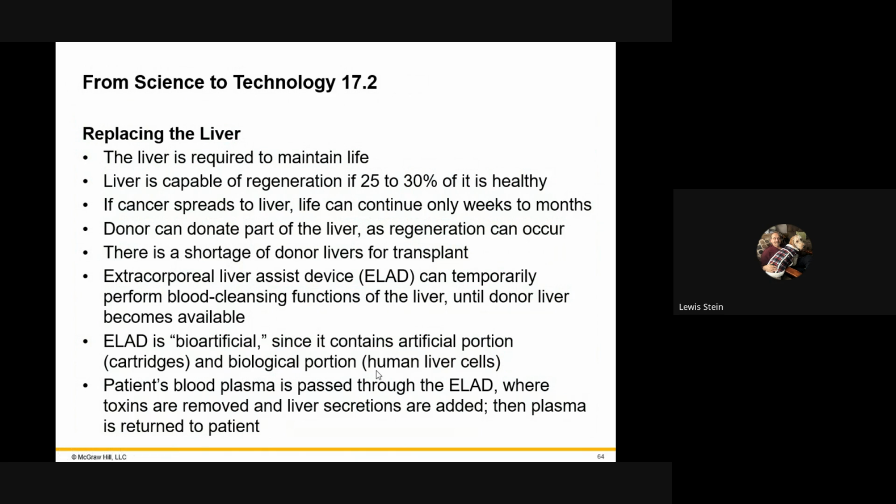Dialysis is just an elaborate series of filters that can do the filtration, like the kidney. This is when you're using bio-artificial devices. Very interesting. So toxins are removed, liver secretions are added, and the plasma is returned to the patient.